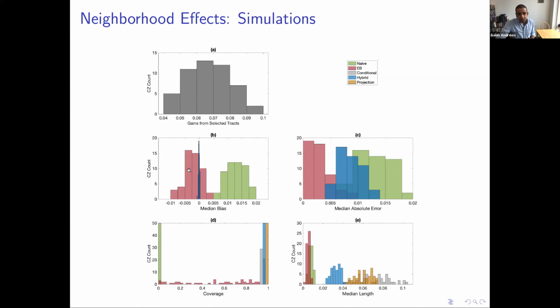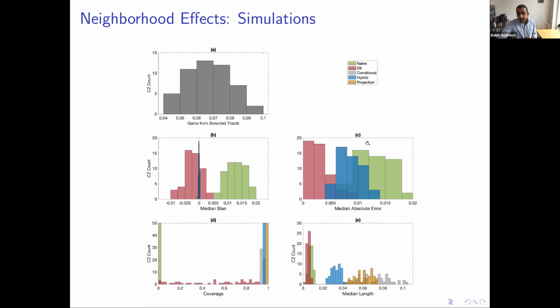In red, I've got the empirical Bayes estimator. Interestingly, doing empirical Bayes shrinkage off of the normal prior here definitely reduces the absolute magnitude of the bias and makes the sign ambiguous. We're biased upwards in some commuting zones, biased downwards in others. Finally, the conditional and hybrid are in blue and gray here, and as we would hope, are close to median unbiased.